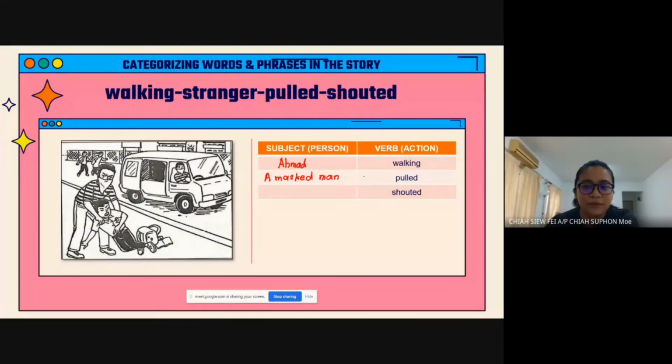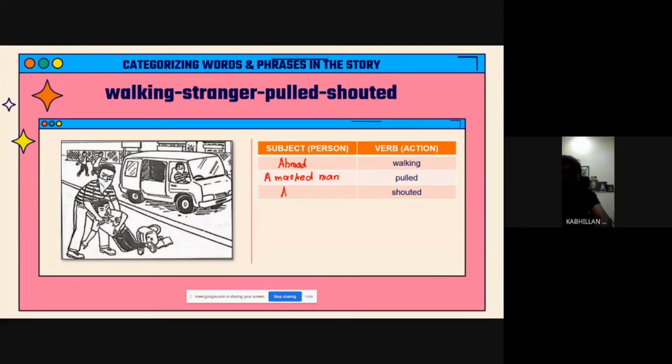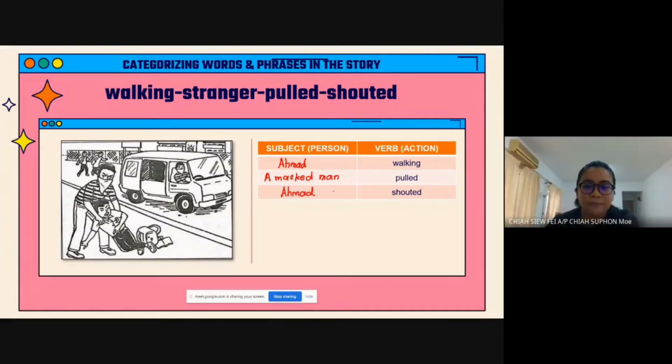So we have to decide already who is doing what. I don't want you to say that Ahmad is the one pulling the kidnapper. That's not logical, isn't it? So who shouted here? Ahmad. Ahmad shouted for help. Very good. Now these are all the verbs given to us.